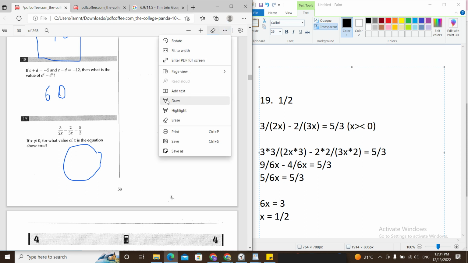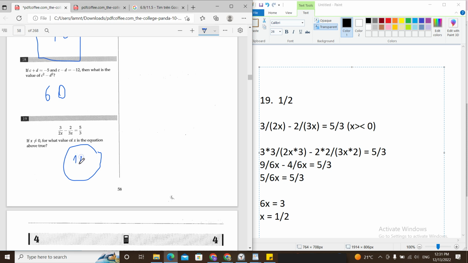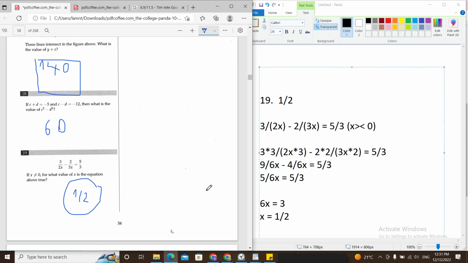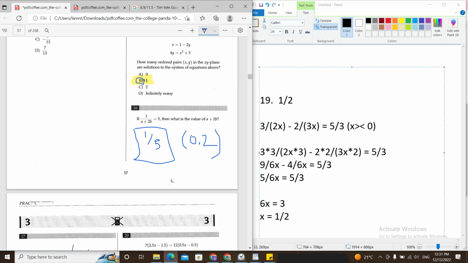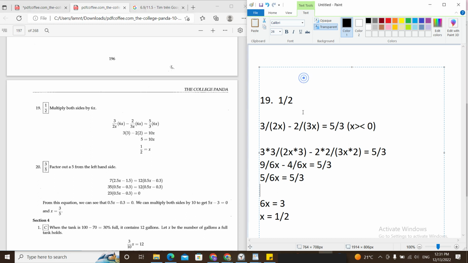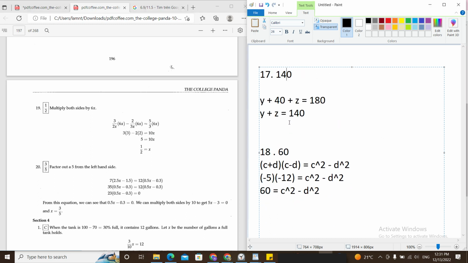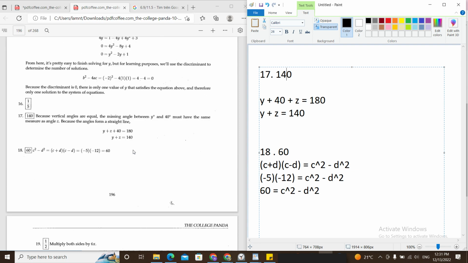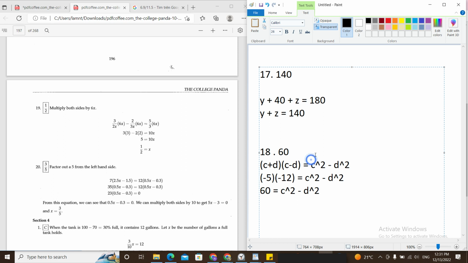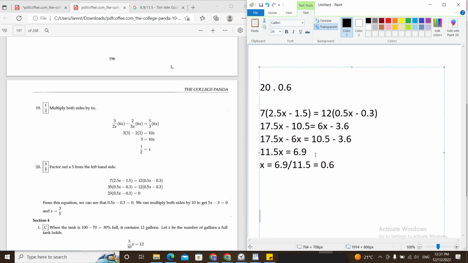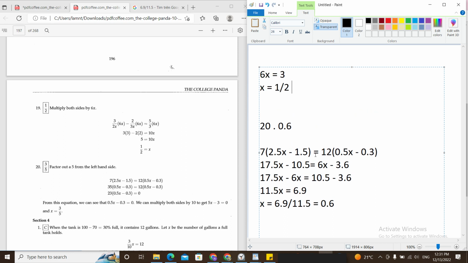Alright. Number 2. All the questions I think I got correct. For example, let's check it again. Number 17 is 140. 18 is 60. 19 is a half. Just check it. 20 is 3 over 5 or 0.6. Alright, so that's correct.